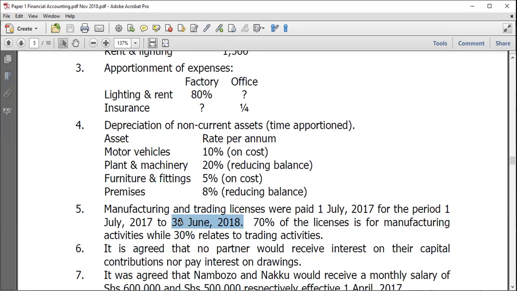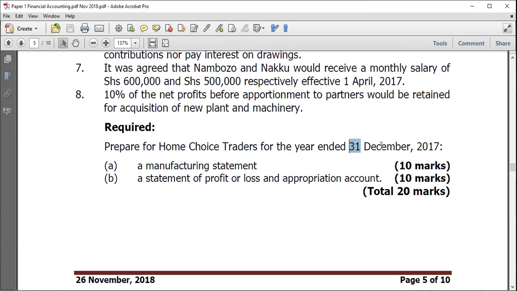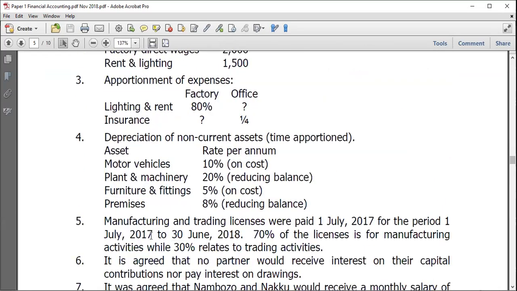So we have to get that 10,000 and divide it by 2 so that we get a portion that starts from 1st July 2017 to 31st December 2017, which is the financial year that we are looking at. Then the balance that starts from 1st January 2018 to 30th June 2018, we shall record it as a prepayment within our balance sheet or statement of financial position. So that's the first thing that we need to hold our hands to.